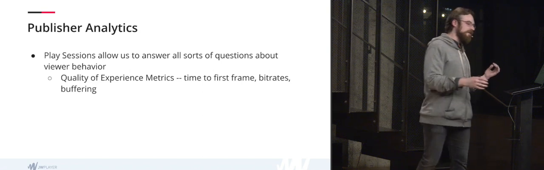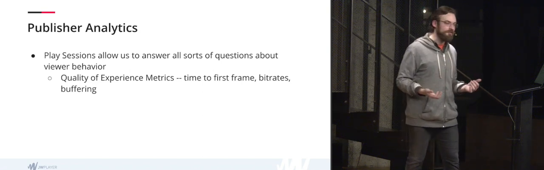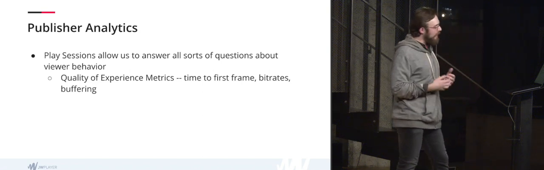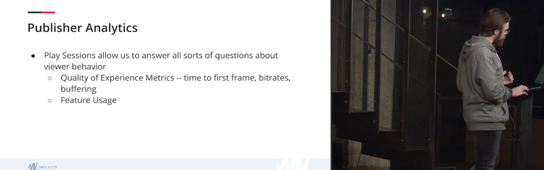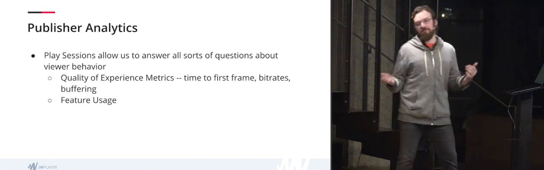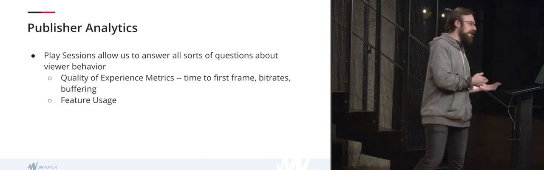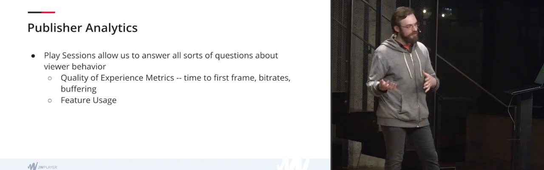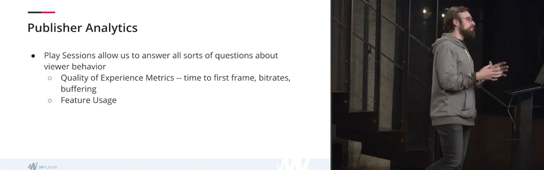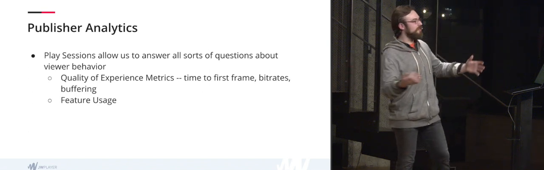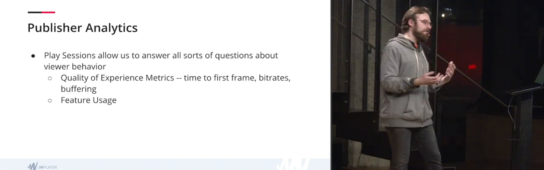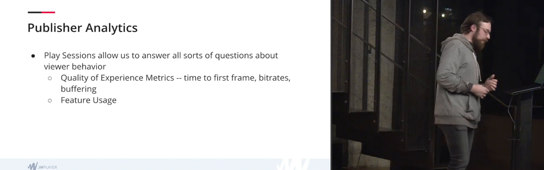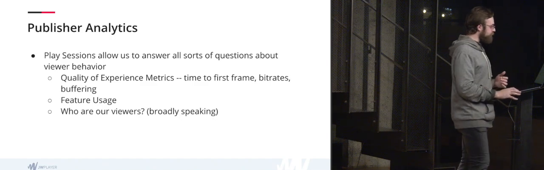So we can understand things about quality of experience, like time to first frame and bit rates and buffering, how often people are experiencing buffering, for example, or how long it takes them to get to the first frame. We can understand things about feature usage, which ties back to the A/B testing again, but more so also about which features inside of JW Player are being used, which ones are not, and begin to understand how people are interacting with the player.